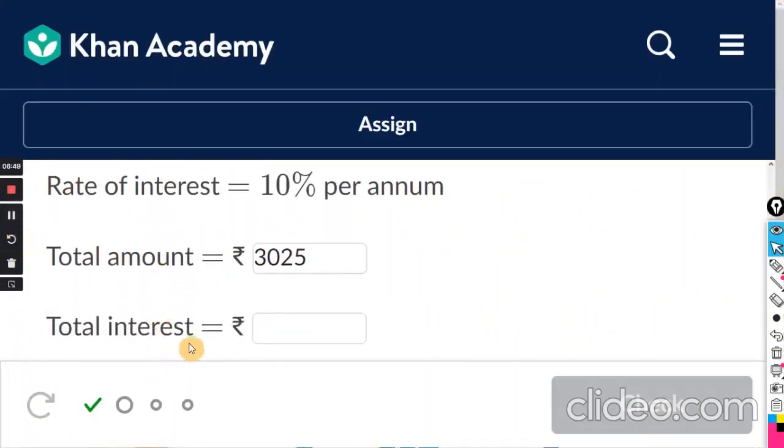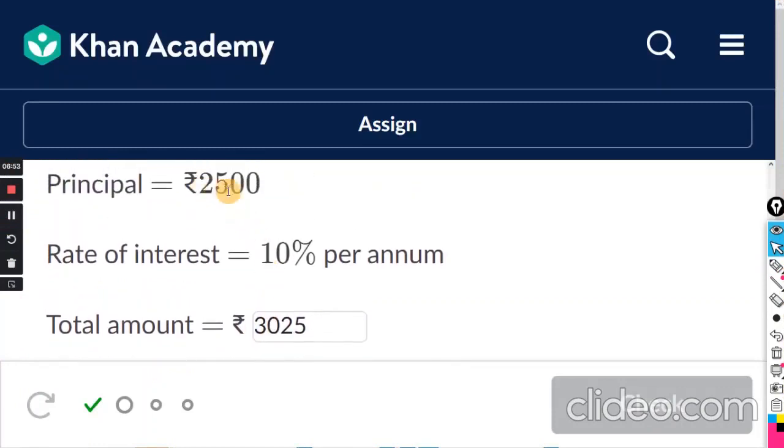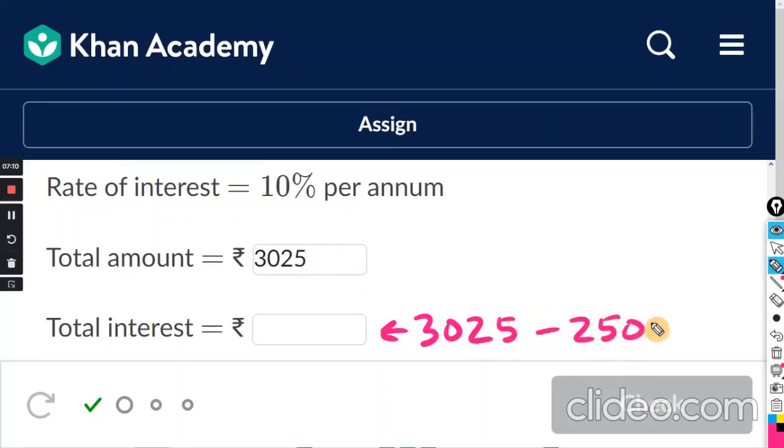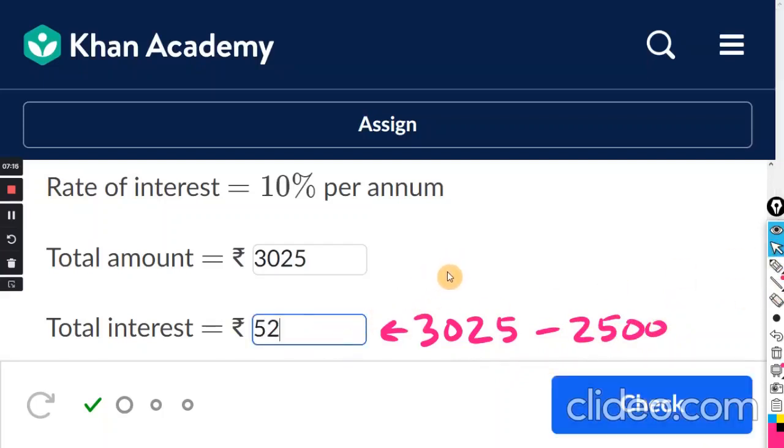And the total interest, you take the total amount and you subtract what you initially invested. Okay, so we initially invested 2,500. So right here, it's going to be the total, 3,025, minus the initial amount, 2,500. And that is going to be $525.